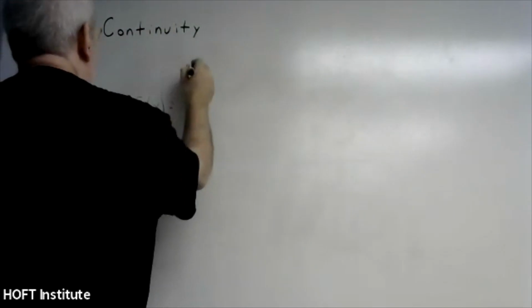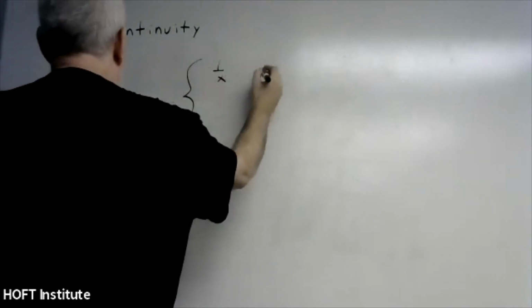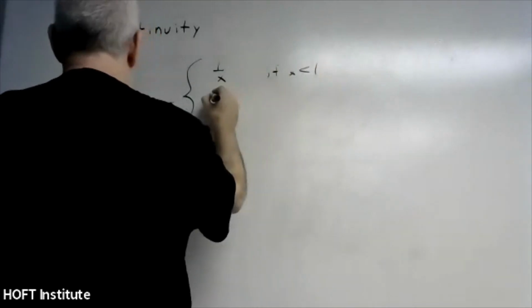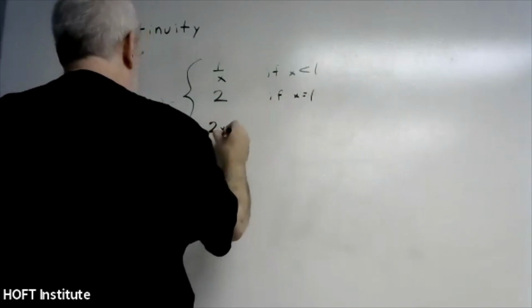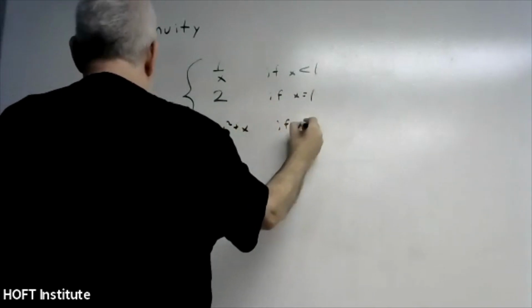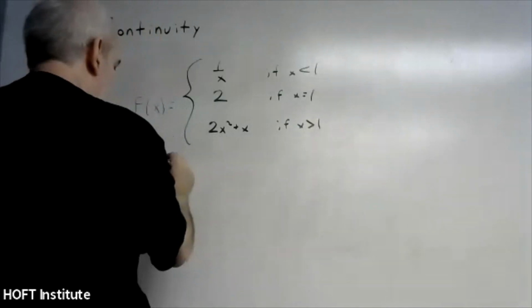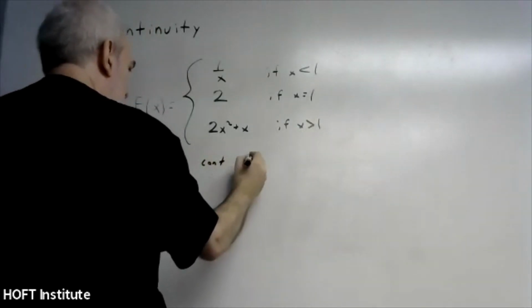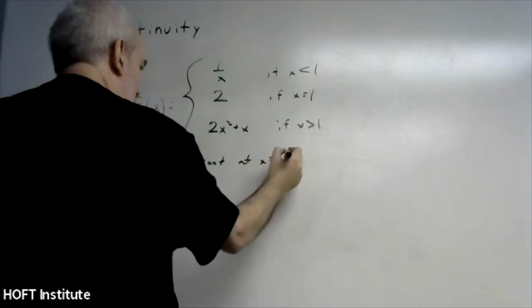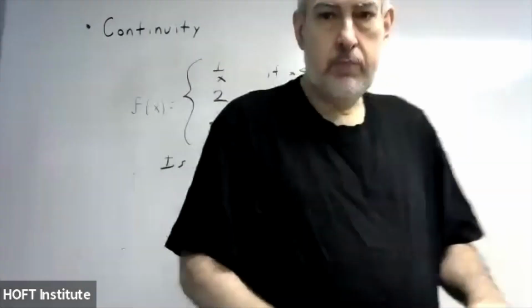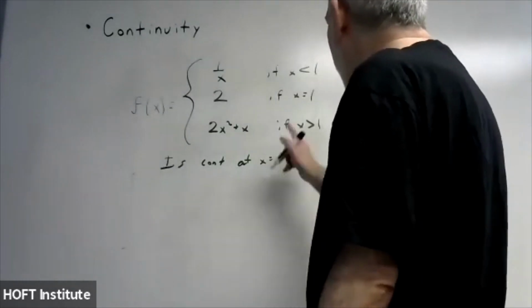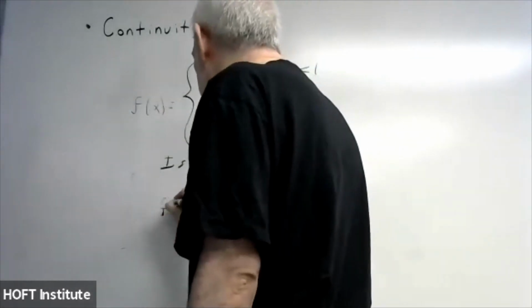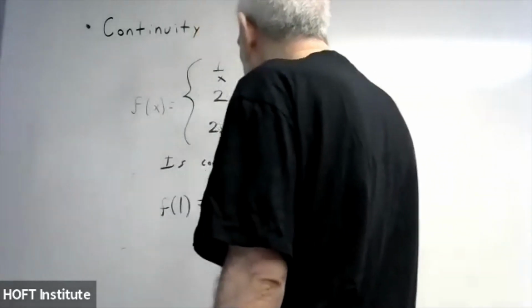This is going to be another piecewise function. It's going to be 1 over x if x is less than 1, 2 if x is equal to 1, and 2x squared plus x if x is greater than 1. And then, is this continuous at x equals 1? Okay. So at the value of 1, we get 2. So f of 1 is 2.